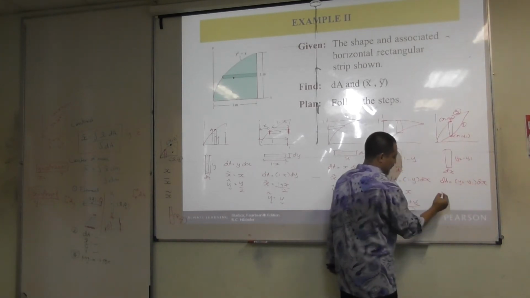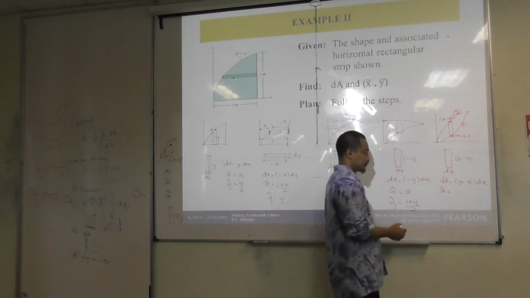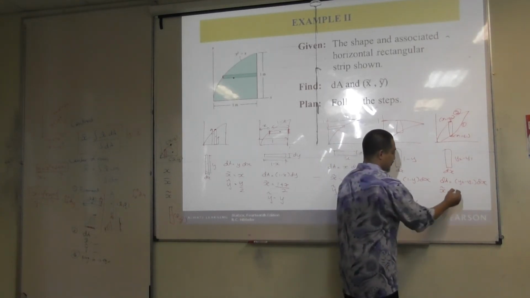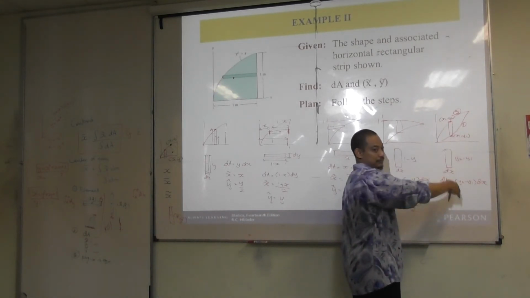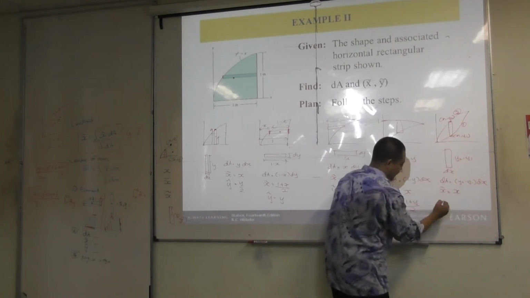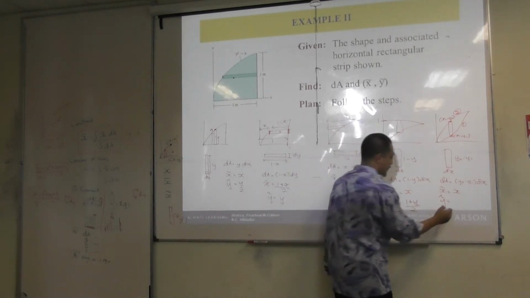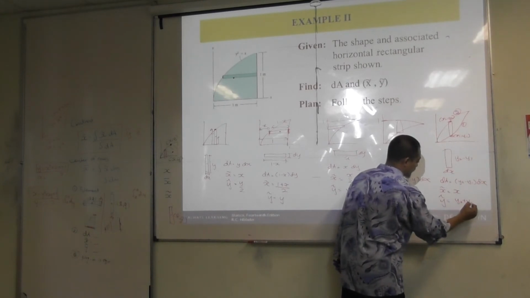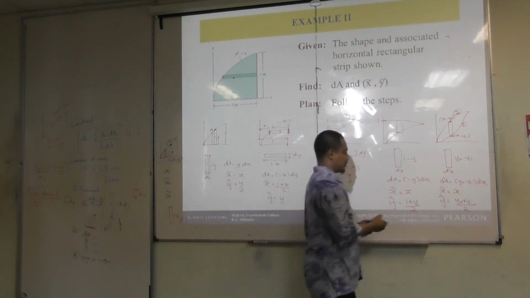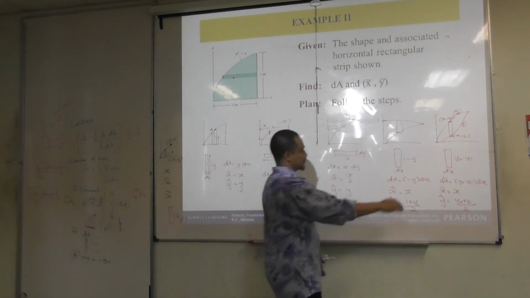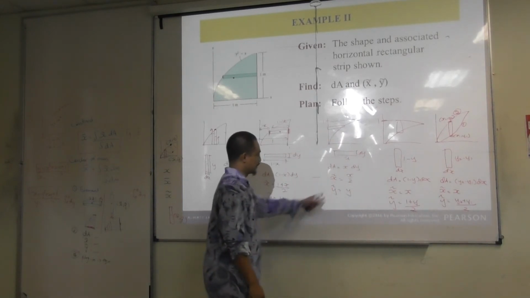x wave is x, because x1 equals x2 equals x, meaning it's the same x, right? What about y wave? It is y2 plus y1, over 2. How do you get this? It's the average, right? So as long as you understand the concept, then if you want to use horizontal, you know what to do, right?